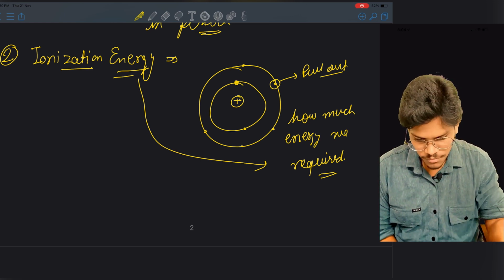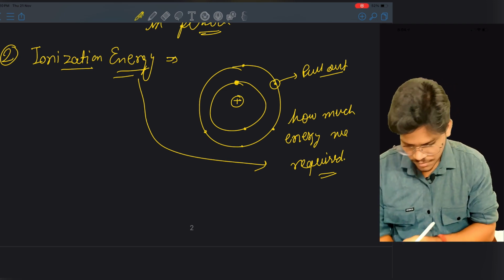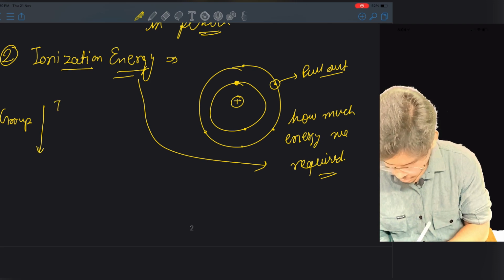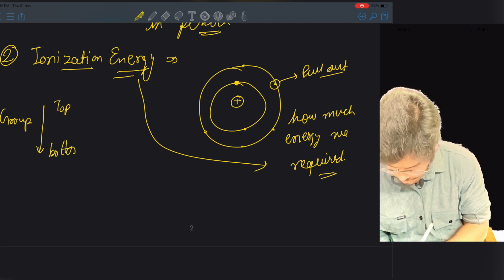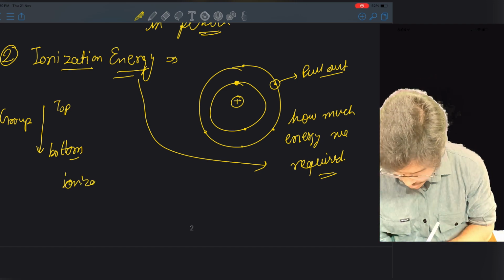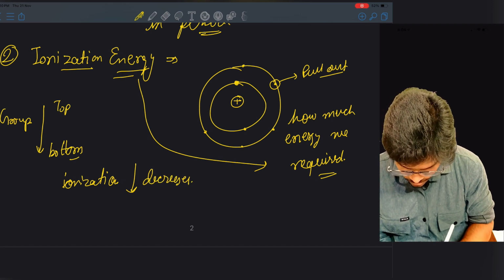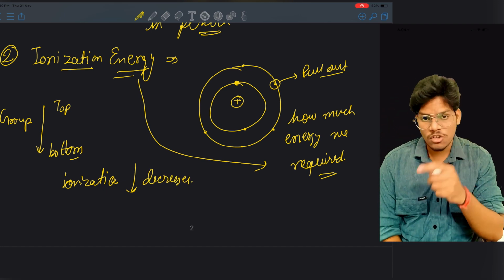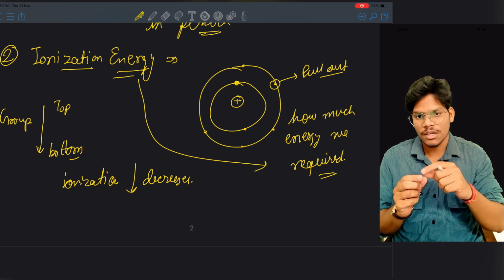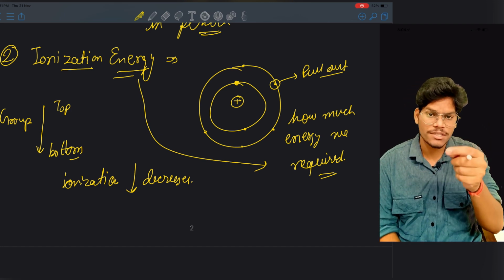Okay, so you can see the trends of ionization energy. Like in a group, when we go from top to bottom, what will happen? Ionization energy will decrease because the size of the atomic radius increases and there is a weak attraction force from the nucleus on the outermost shell. So this is the reason ionization energy decreases in the group from top to bottom.